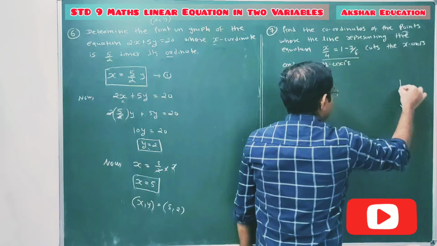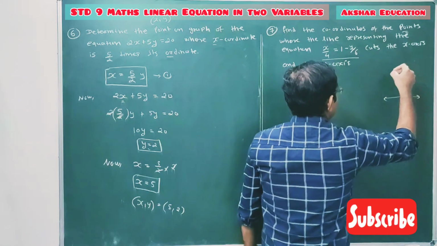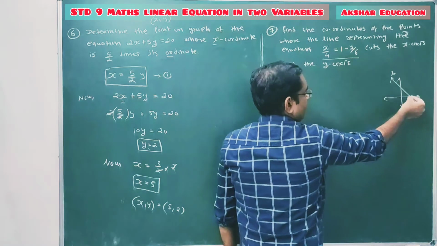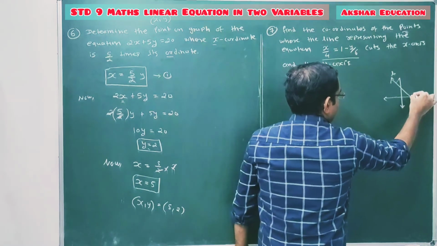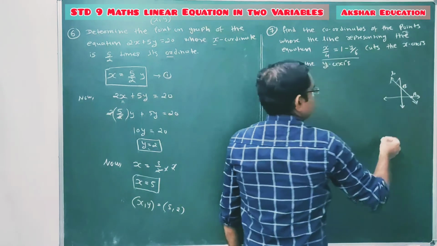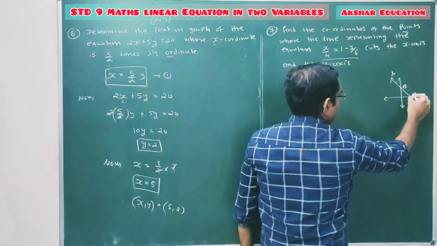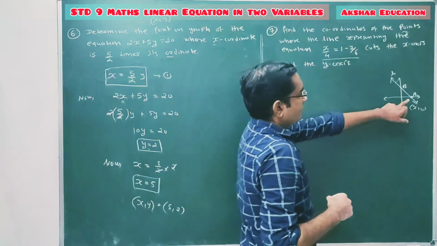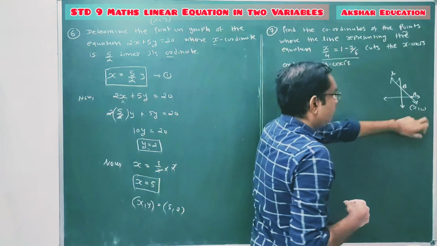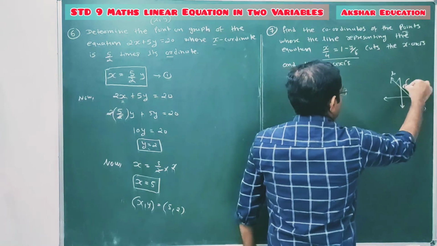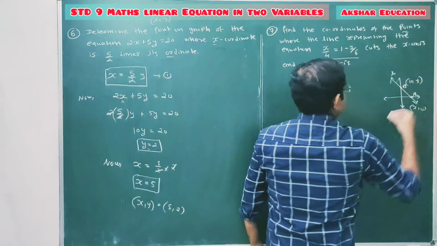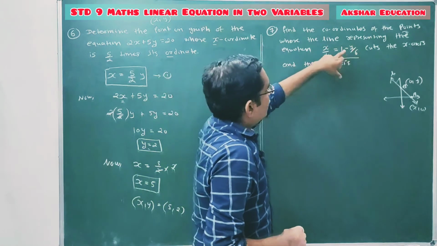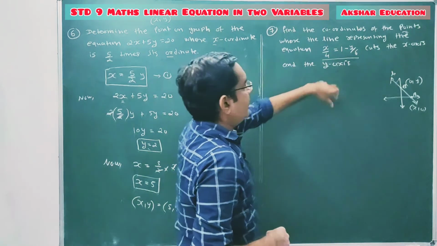For example, suppose the graph of this line is somewhat like this. Here the line intersects the x-axis at this point A and this point B. If the line intersects the x-axis at this point A, we can say that the coordinates of this point are x, 0. So for the intersection point with the x-axis, the y coordinate is 0, and for the intersection point with the y-axis, its x coordinate will be 0. Done? So here the graph of this equation intersects the x-axis as well as the y-axis.